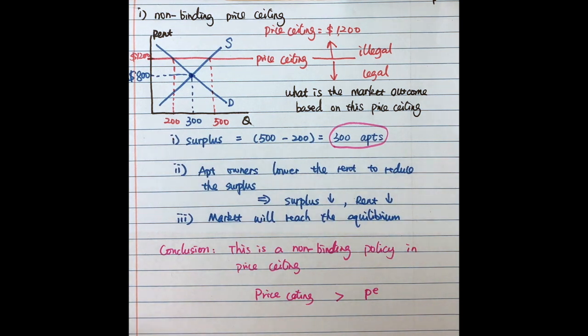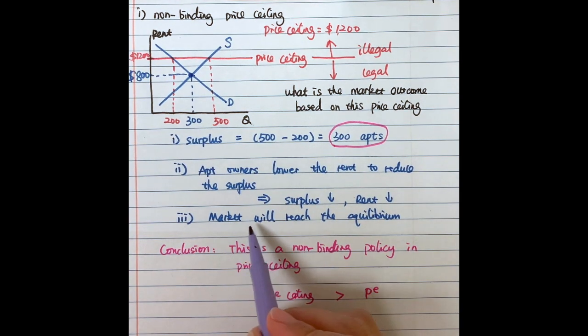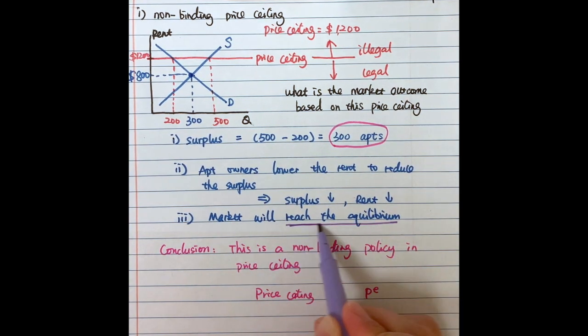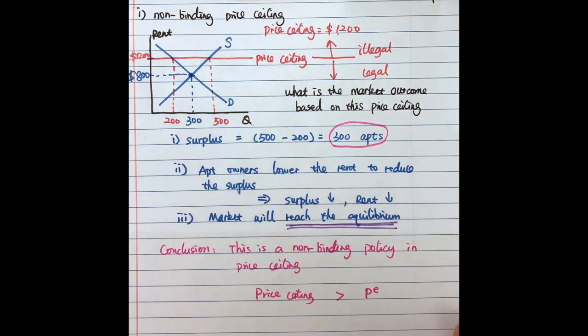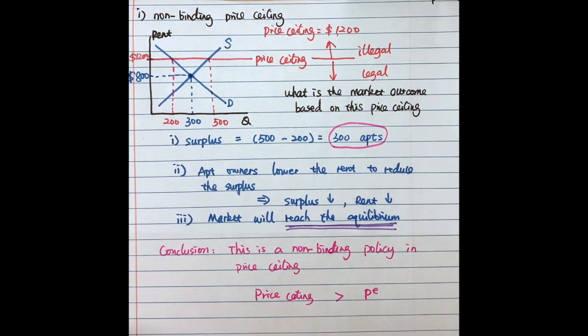In order to lower the surplus, the apartment owners can lower their rents, and then it will reduce the surplus as the rent decreases. Therefore, even with this price control, we can notice the market can reach the equilibrium, maybe through some time. We would like to say this price ceiling is not a binding policy because it has no impact on the market outcome finally.